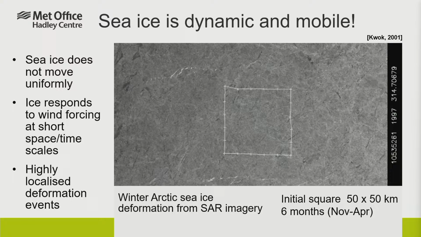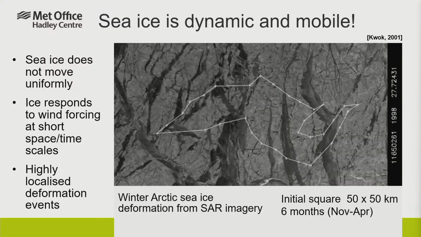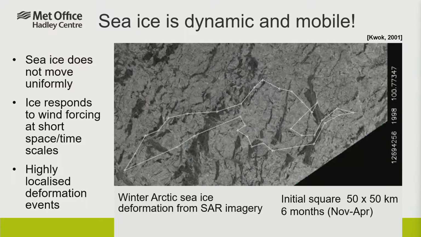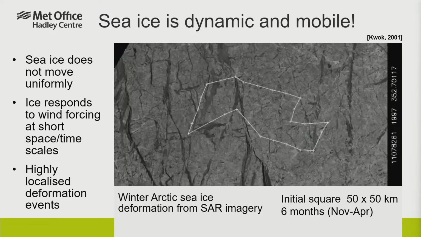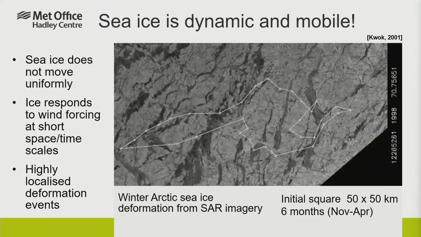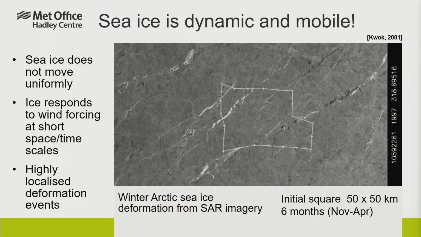But I thought I'd start with this animation from Ron Kwok, now almost 25 years old, from the SHEBA campaign. It really shows some of the challenges that we as sea ice modelers and forecasters are facing, trying to predict where sea ice is going. This square of sea ice over this 6-month period, you can see it's just completely deformed, and you get these crazy deformation events. And you look at that and you think, oh, how are we going to model that?